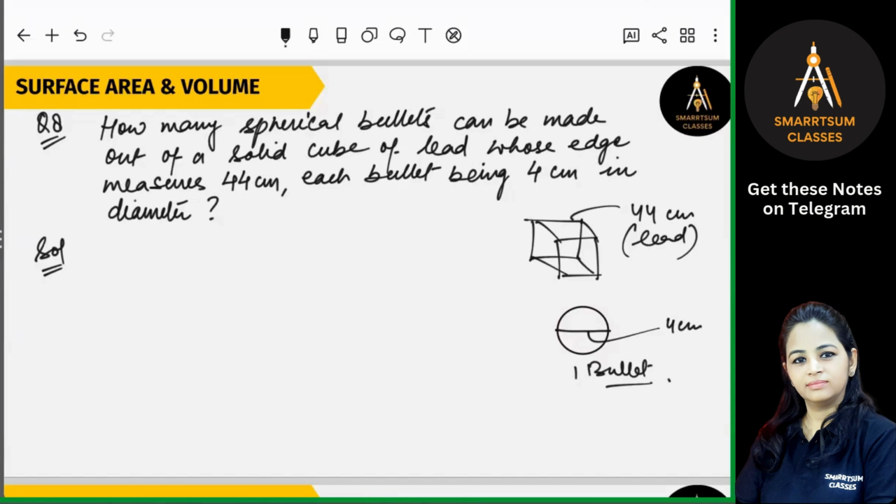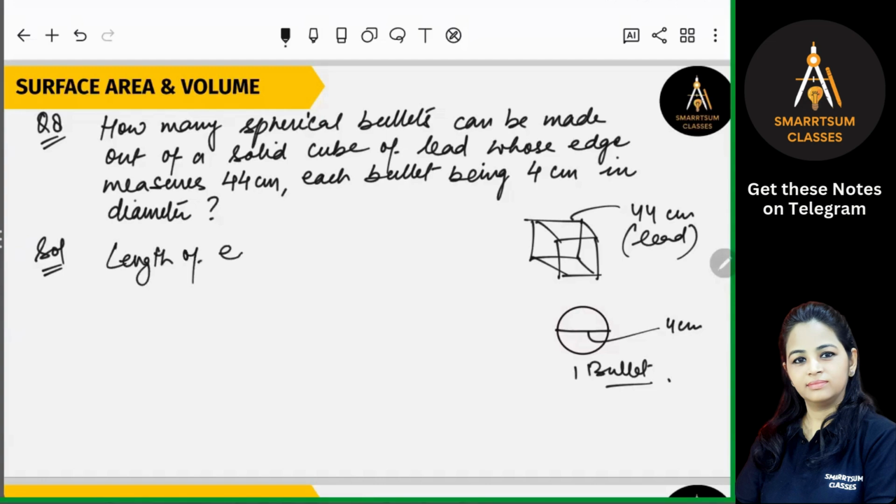When we melt this and make the bullets, what will remain the same? Length will not remain the same, all dimensions will change, area will change. Only the volume will remain the same. So the volume of the cube and the volume of the bullets will be the same. Is that clear?